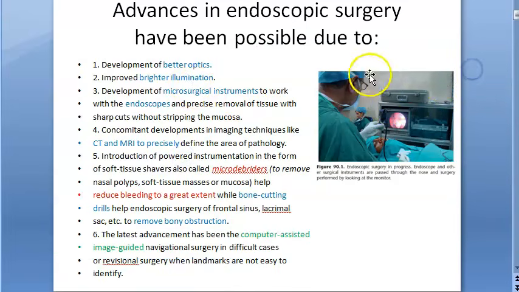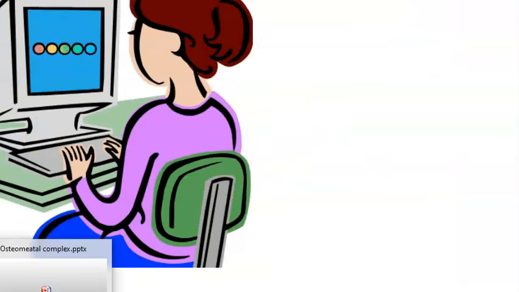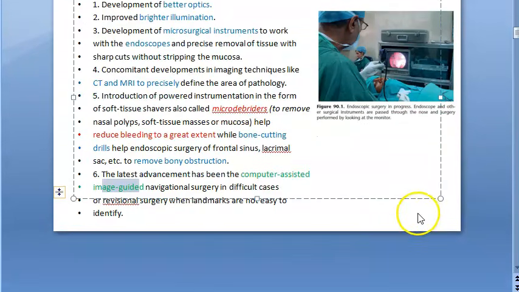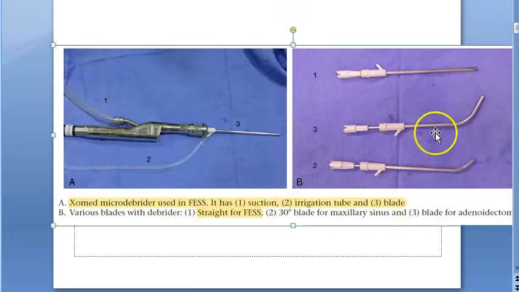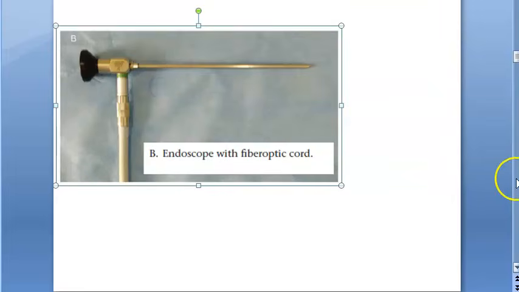So why has this been possible? Because of better optics, better illumination, microsurgical instruments. Now you have endoscopes, you have CT, MRI, you have microdebriders. You have bone cutting drills, so you have computer assisted image guiding. So all this has made endoscopic surgery possible, right? Then this is the microdebrider with the straight blade. Then you have some sickle knife here. Then you have the Blakesley forceps, the straight Blakesley, curved Blakesley forceps, J-shaped curette. All this way they will talk about in the surgery. This is the endoscope we have seen.